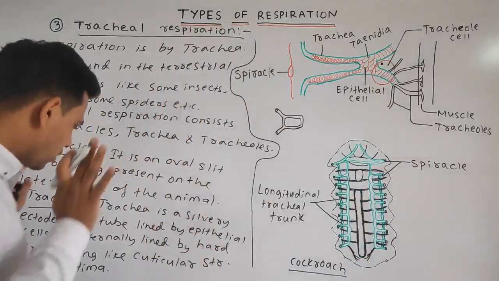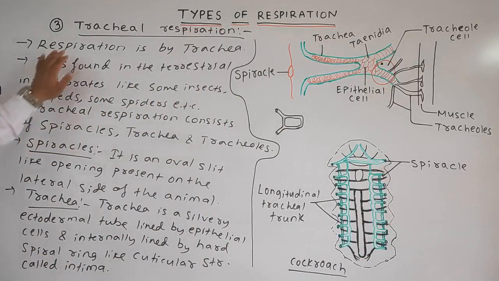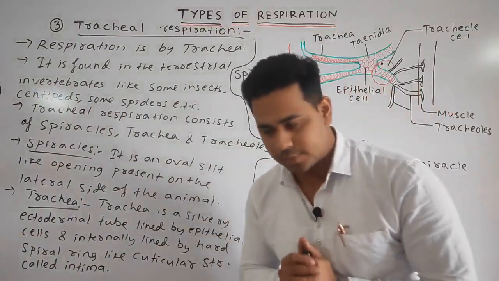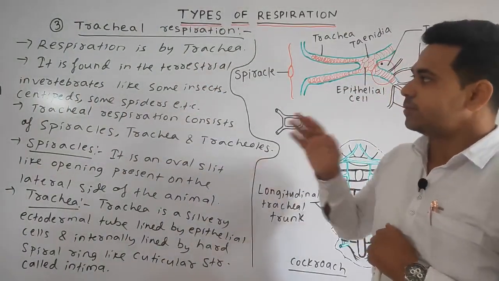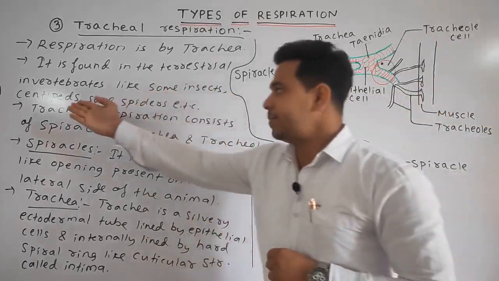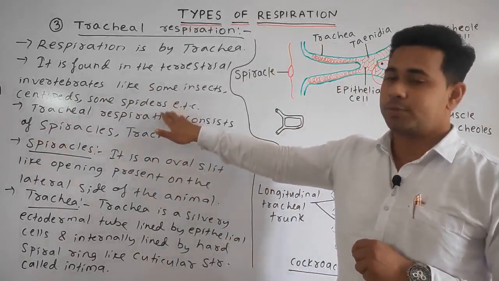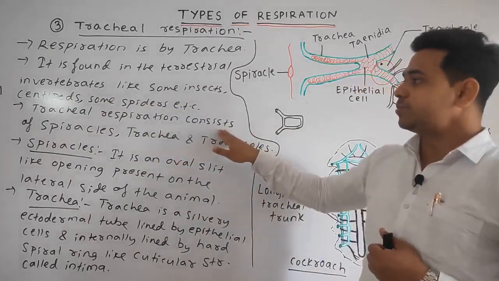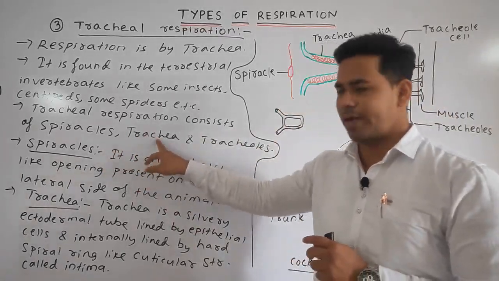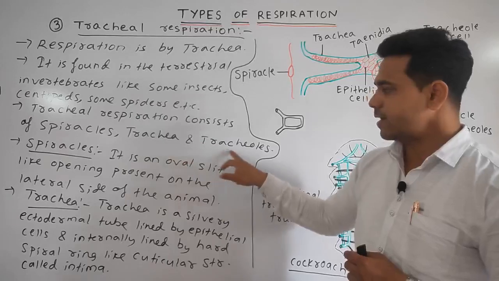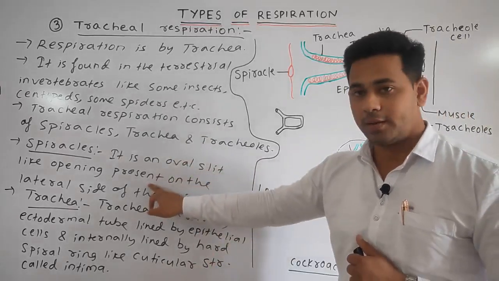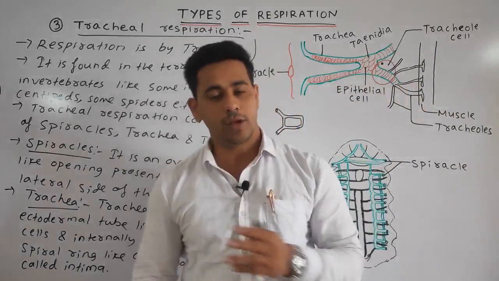So what we have discussed now: tracheal respiration. In this, respiration takes place by the trachea. It is basically found in terrestrial invertebrates like some insects, centipedes, and also in some spiders. Tracheal respiration consists of mainly spiracles, trachea and the tracheoles. What are the spiracles? It is an oval slit-like opening present on the lateral side of the animals.